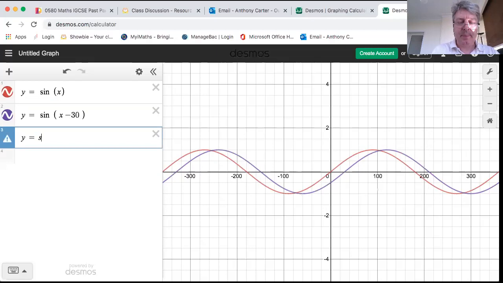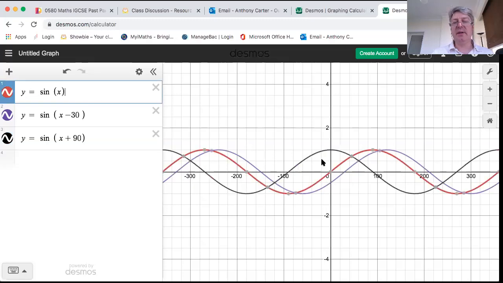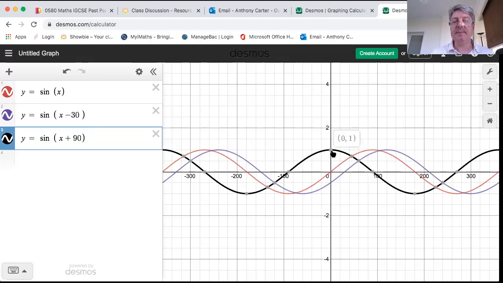Let's try this one. We'll start with sine again, and this is the original curve, sine x, and we're predicting that if I add 90, the graph should go to the left, and it has. So here is the original graph, sine x. The maximum here is 90, 1. If you take 90 degrees away in the x direction, the 90 becomes 0, and it will move to here, 0, 1. There it is. And that's the case for all points on the curve.